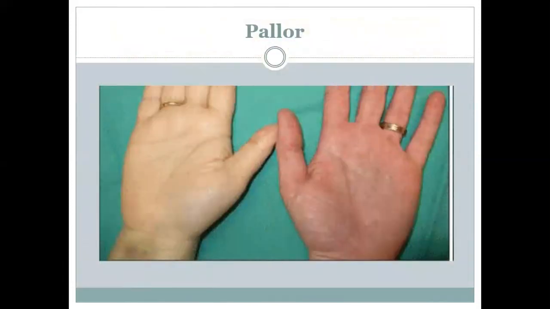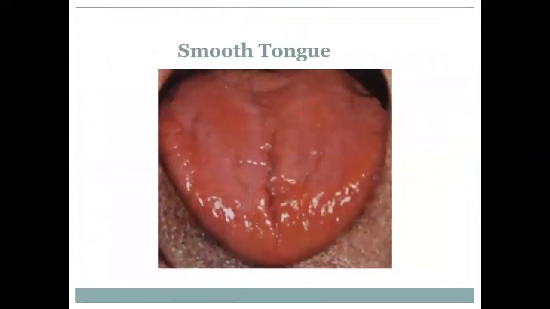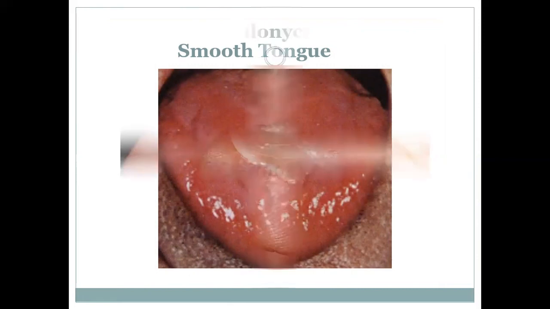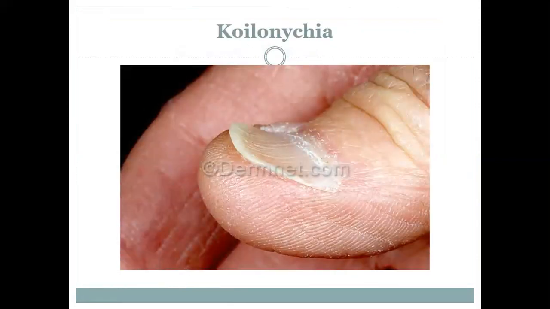In this picture, we can see the color of the palm, comparison between a normal palm on the right and a pale palm on the left seen in a patient with anemia. And you see that the surface of the tongue is smooth and it is congested because of loss of papillae. And this is what is called koilonychia, change in the shape of the nail. It becomes spoon-shaped.